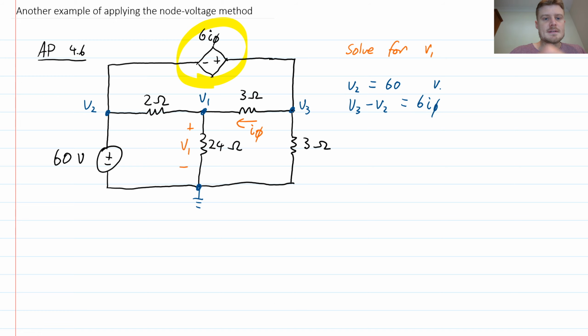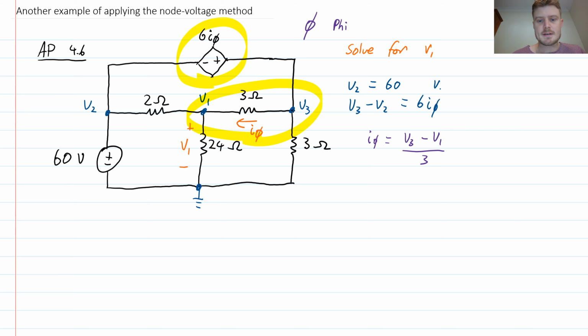By the way, this symbol here, the circle with the line through it, is the Greek letter phi, in case you haven't seen it before. So just looking at this voltage source tells me V3 minus V2 is 6 times I phi. And of course, I phi I can read straight from the circuit using Ohm's law. So I phi is simply V3 minus V1 divided by 3 ohms, right? That's just using Ohm's law on this particular branch.